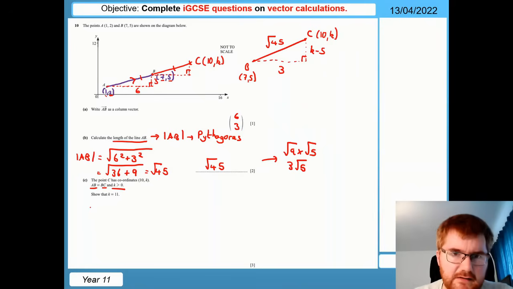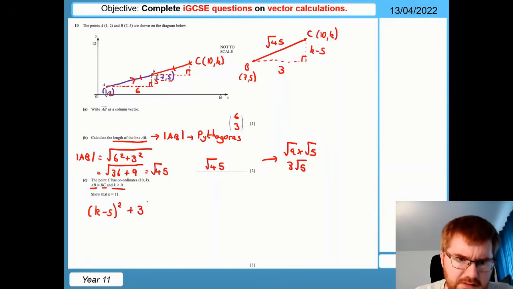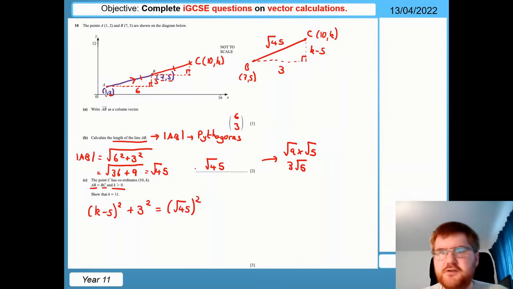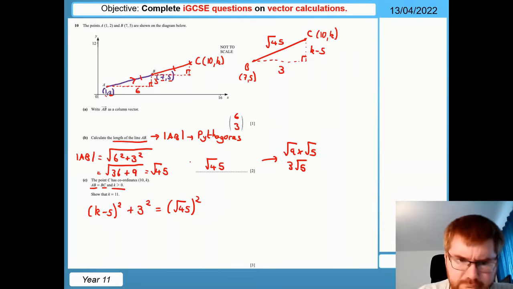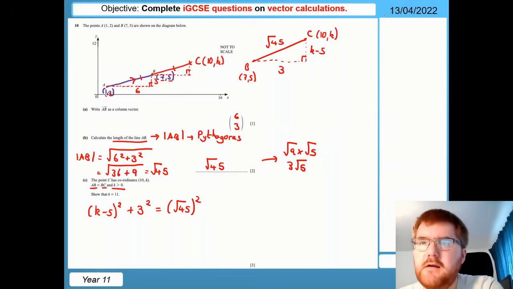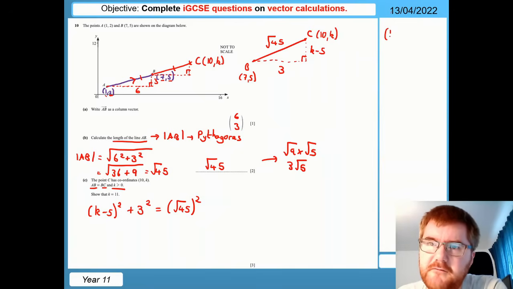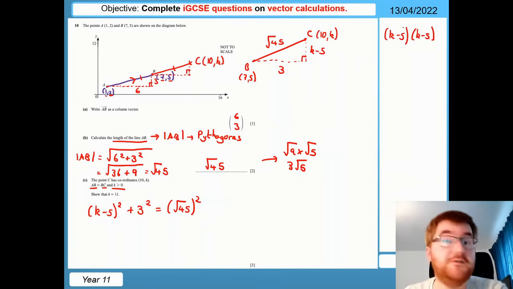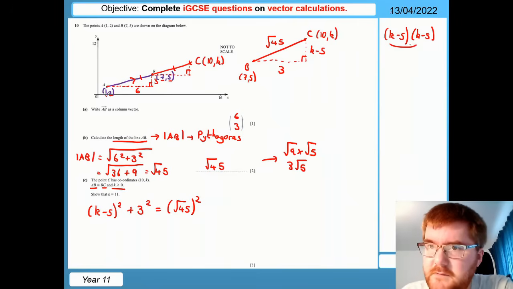So we can say that (k minus 5) all squared plus 3 squared is equal to the square root of 45, all squared. So this is just using Pythagoras here. At this point we can just do some expansion. So remember, k minus 5 times itself, k minus 5 times k minus 5. We haven't used FOIL yet in this video. So remember, first, outside, inside, last.